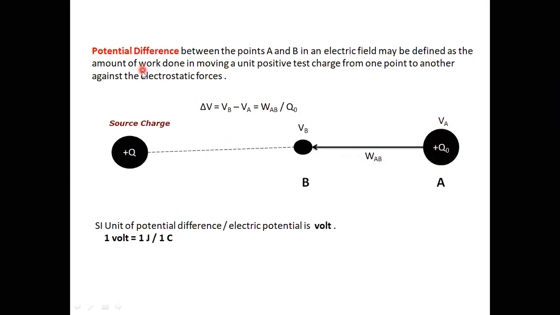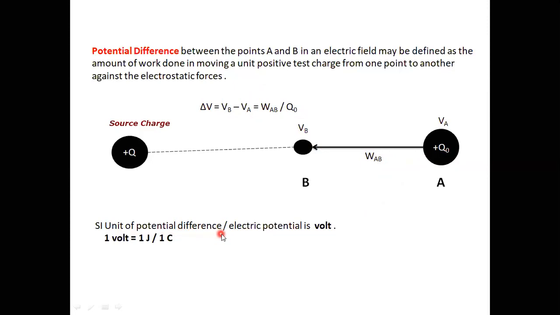So when we are finding a potential difference, this is my potential difference, delta V, which is nothing but the difference of potential between B and A. Since point B is much closer to the source charge, the potential at B is way greater than the potential at A. We can find the difference between them using this expression: work done by the test charge, WAB, divided by Q0, right?